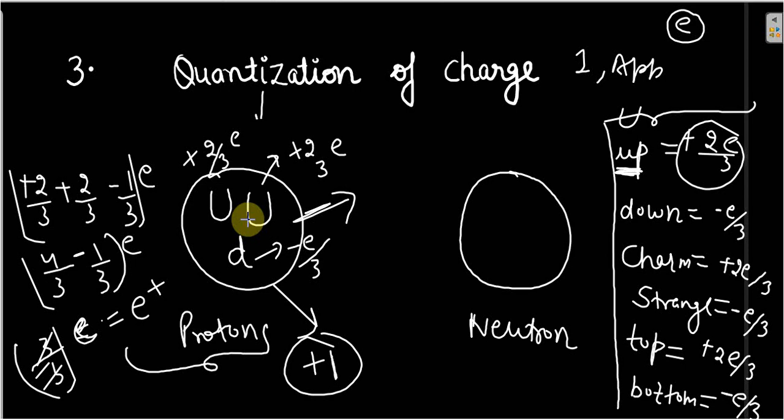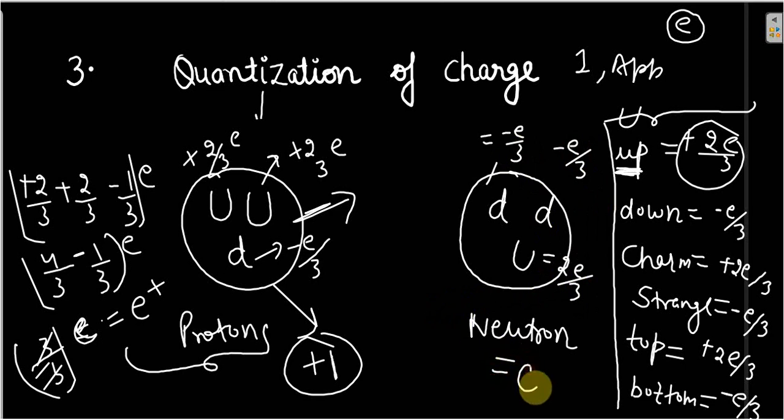Similarly, you can do this for neutron. So neutron is a combination of down, down and up. So charge on down is, you can write it, minus E by 3, minus E by 3, and for up it is 2 E by 3. If you add all these, you will get 0. The net charge of all the 3 is 0, and we know the charge on the neutron is 0.